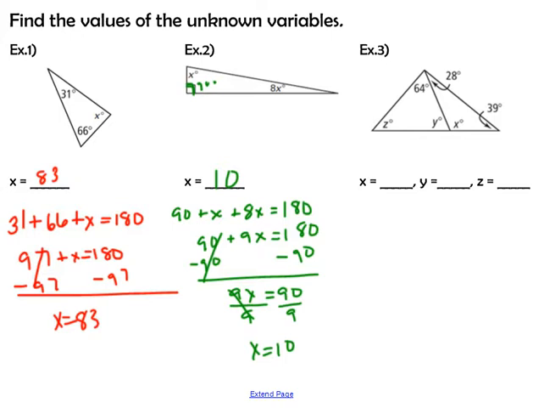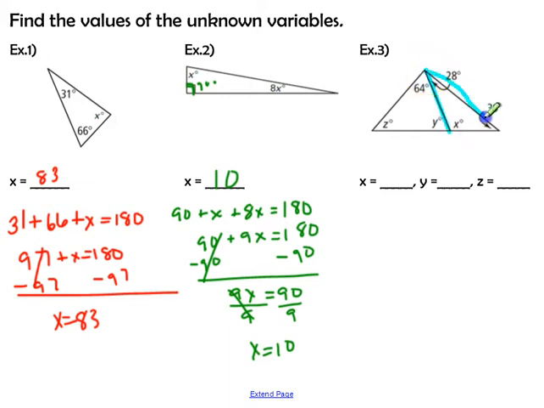Now let's take a look at example 3. I know it looks a little complicated at first because we have two triangles that are adjacent to each other, but let's just analyze what we have. In this first triangle on the left, we have this angle 64, this is y, and this is z. Now, because we have two unknown variables inside this triangle, we can't actually solve for them right now because we could find so many different combinations of y and z that can add up with 64 to make 180. So let's focus on the triangle on the right.